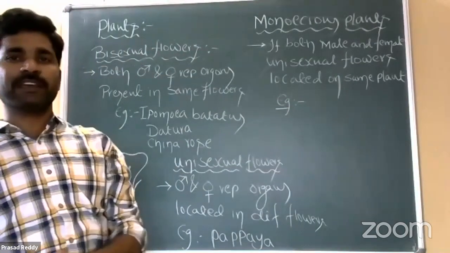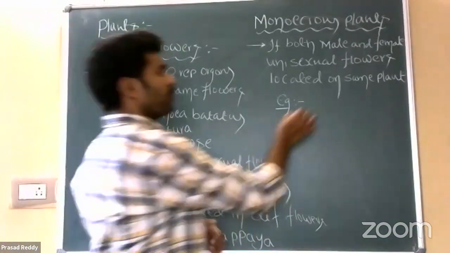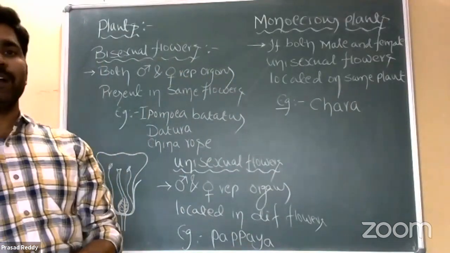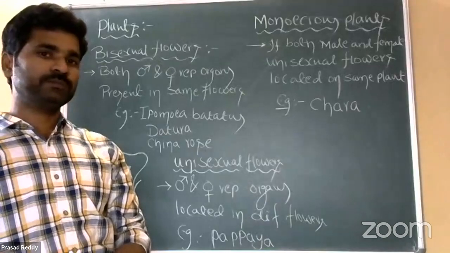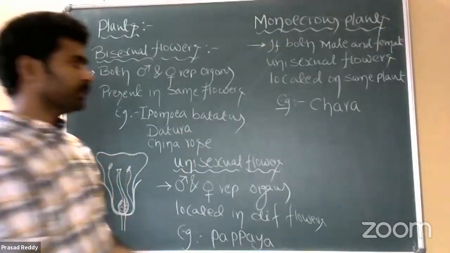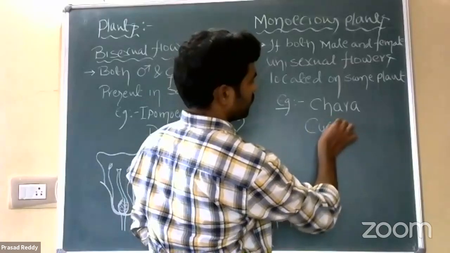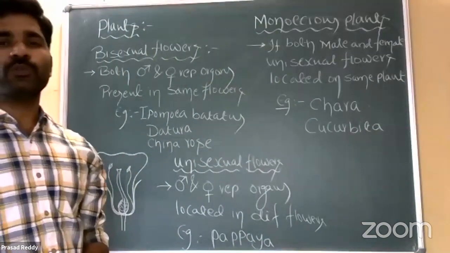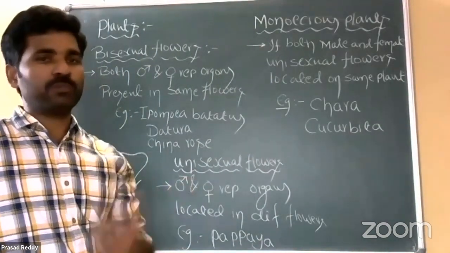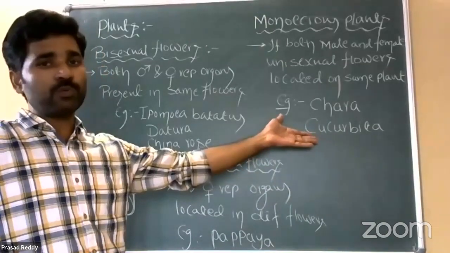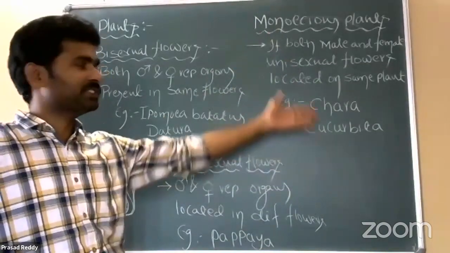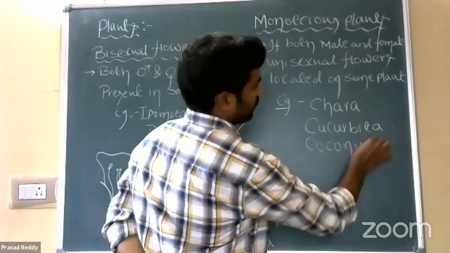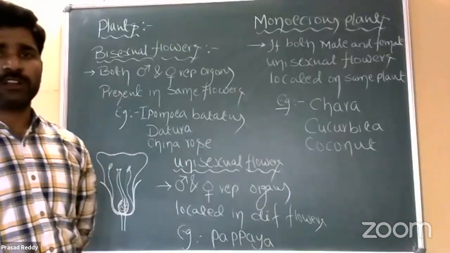In lower organisms, algal members also: Chara, a green algal member. Then Cucurbita members, Cucurbita means cucumber. Cucurbita maxima, cucumber, is an example for a monoecious plant. Chara is a monoecious plant. Coconut is also a monoecious plant.